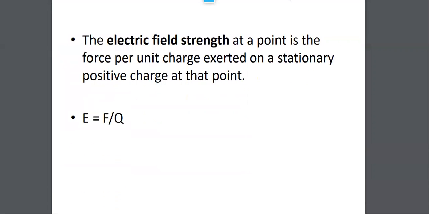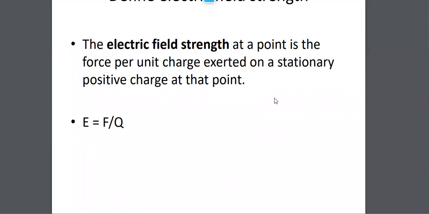All right, last week we talked about electric field strength. Here's a very formal definition. The electric field strength at a point is the force per unit charge exerted on a stationary positive charge at that point. You see how they've captured the vector nature of this quantity by including positive charge. It's not immediately obvious until we really focus on it.